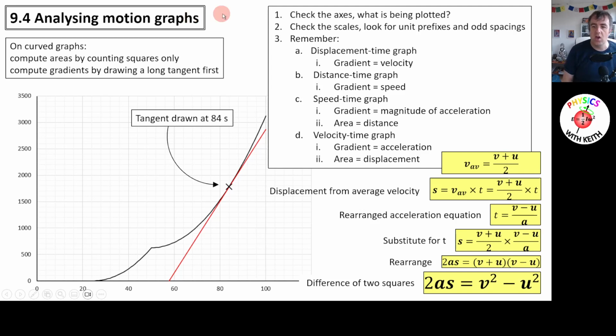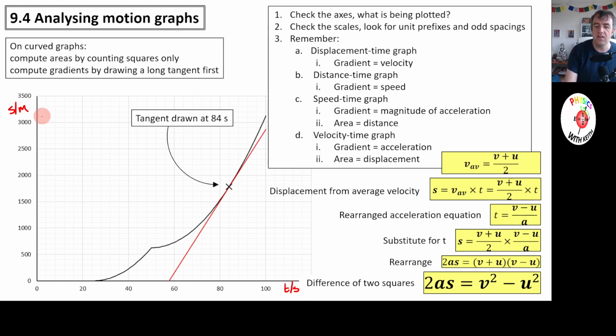Finally, what do we do with curves? When we're analysing motion graphs, what do we do? I've left the axes clear here of anything written down. The first thing you want to do is check the axes, what's being plotted. So this could be displacement. If this is displacement, I'm going to use an S for this in meters, and this is time in seconds. Then we know the gradient is going to be a velocity, and the area has no physical significance.